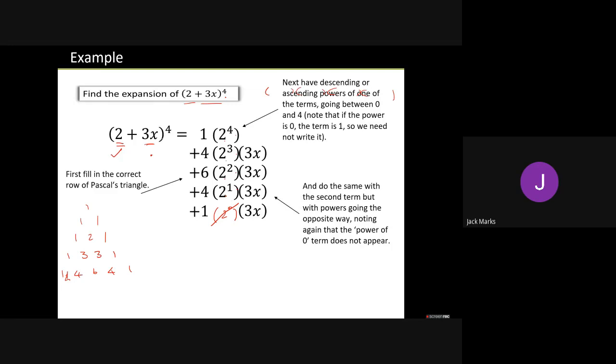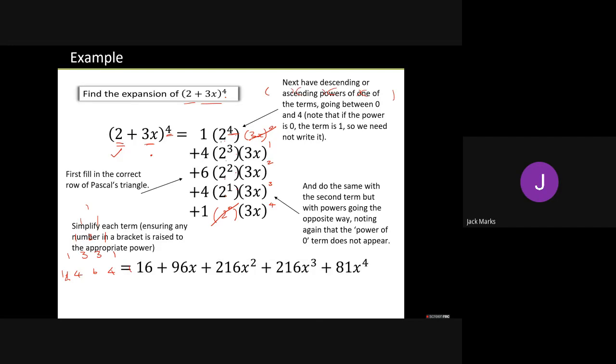The second part is 3 to the x, but don't forget, 3 to the x goes the other way. So you can start by giving all of the power here, and then reducing it. And again, there is a 3 to the x there, but it's to the power of 0, so it's not written. So this is a very, very quick way of expanding this bracket.